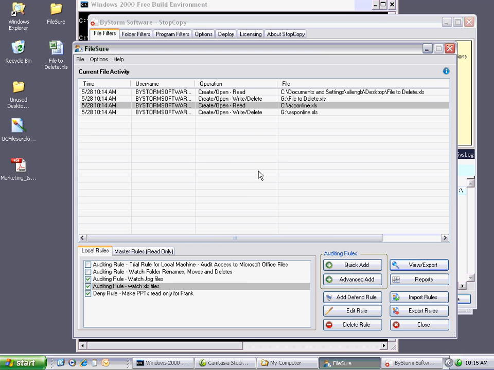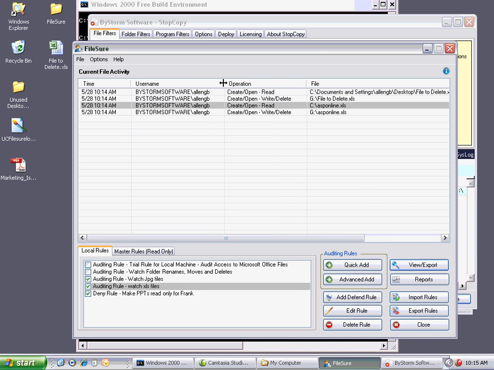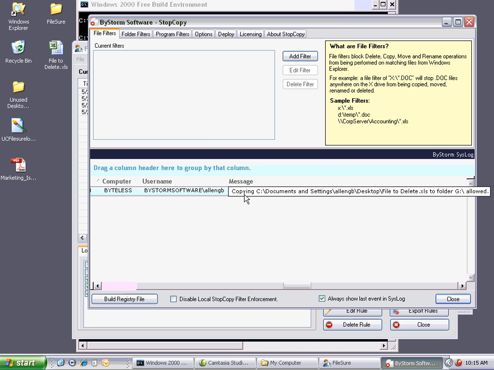That's the major differences between the two. FileSure sits below the file system, but it doesn't understand individual operations. It says reads and writes, not copies. StopCopy, on the other hand, reports copies, but they have to operate within the shell, which is probably what 90% of the people do. That's it.